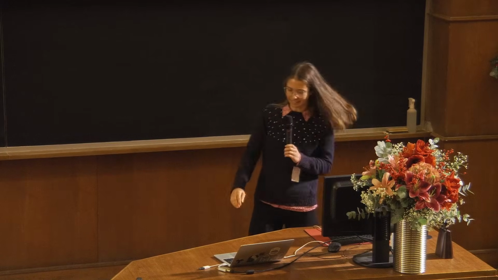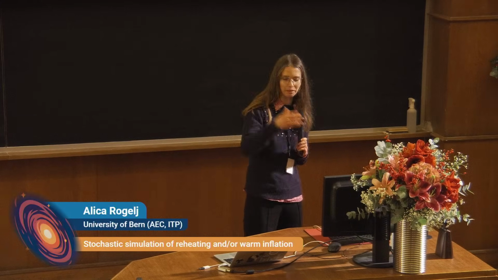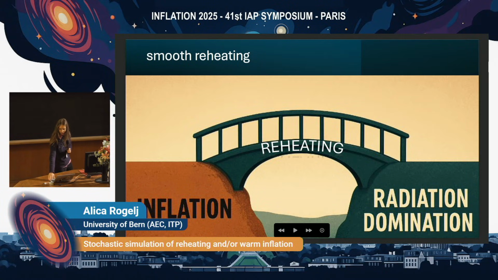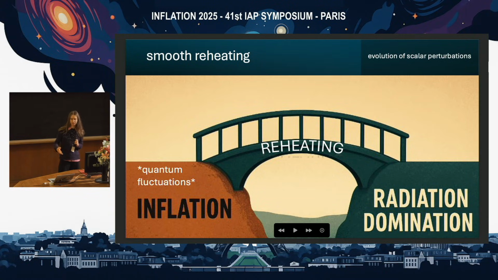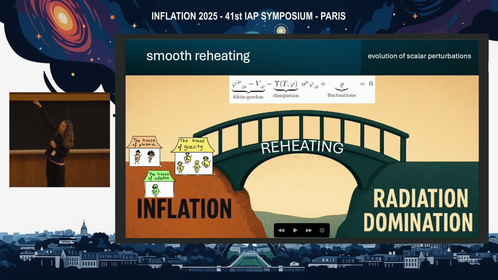I want to talk to you about the stochastic simulation of reheating. Just as a quick reminder, reheating is the bridge between inflation and radiation domination. During inflation, one of the key things that happens are quantum fluctuations, which source scalar perturbations. In our project, we then evolve this scalar perturbation through the reheating period until radiation domination. The degrees of freedom that we used were the perturbations of the inflaton field, the perturbations of the plasma, in particular that of the temperature and four-velocity, and the perturbations of the metric tensor.